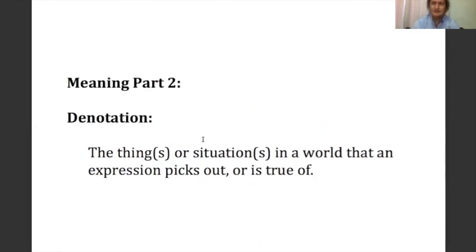Okay, so that notion of meaning is, in a sense, obvious. It's what you would think of as meaning. It's very hard to say exactly what a sense is, but it's something with intuitive appeal. It feels intuitively like the right kind of thing to be a meaning. The second part of meaning, the denotation, is something that doesn't really feel meaning-like, but is connected to meaning very clearly. It's the things or situations in a world that an expression picks out or is true of.